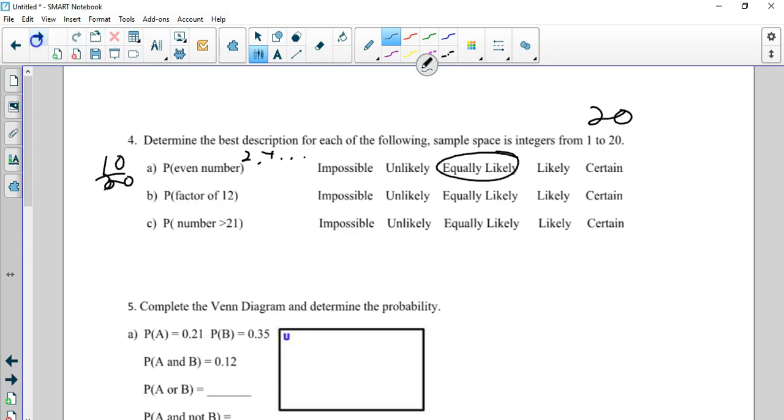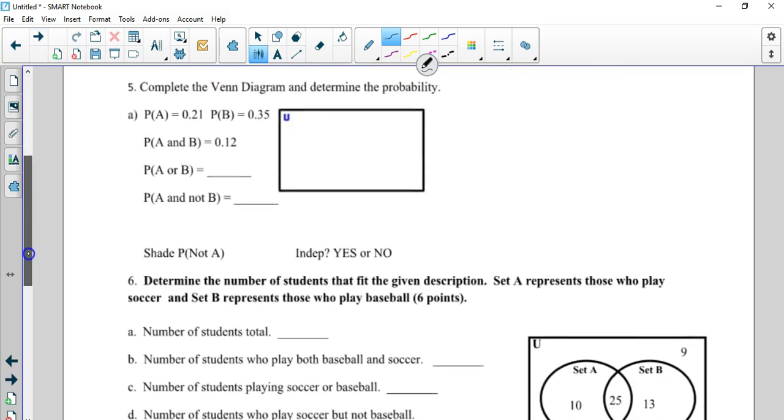That's equally likely. A factor of 12, well, that's numbers that go into 12, like 1, 2, 3, 4, 6, and 12. Count them up, 1, 2, 3, 4, 5, 6. So that's 6 out of 20. It's less than half, so it's unlikely. A number greater than 21, that's impossible. It only goes to 20.